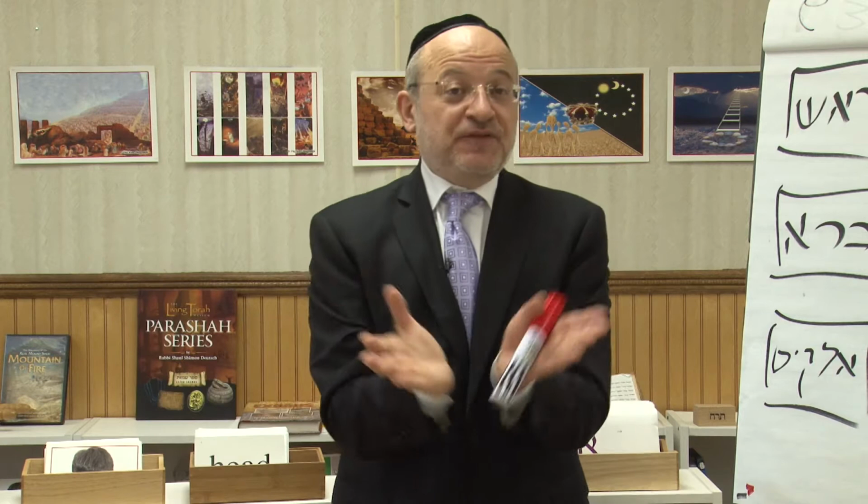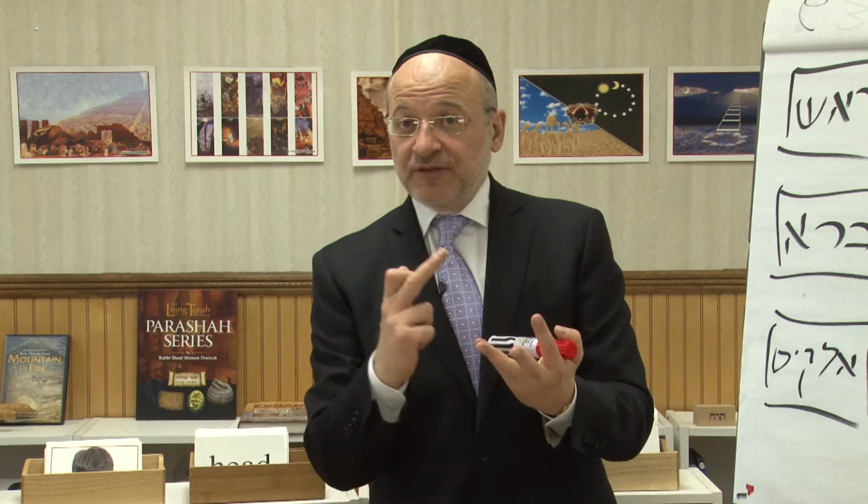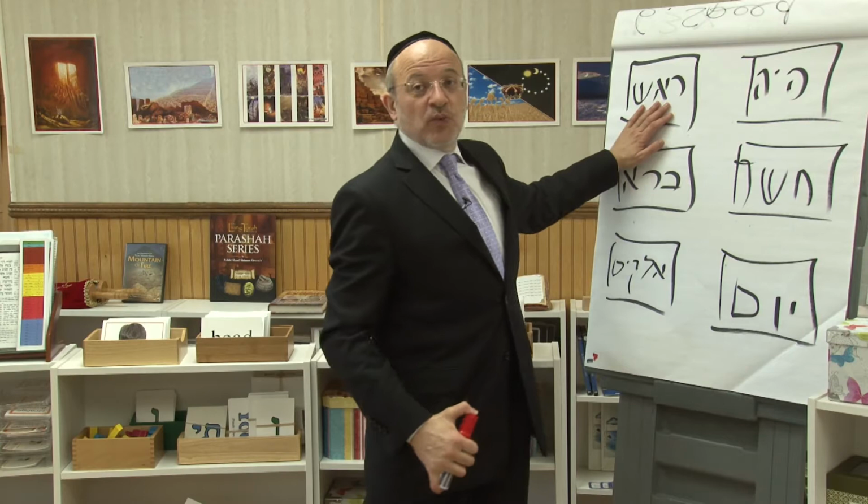And we're still in the gift stage of teaching vocabulary. 3 parts to teaching vocabulary: gift, chazara, and kinyan. First stage is the gift. How do you gift the information? The word roish means head.